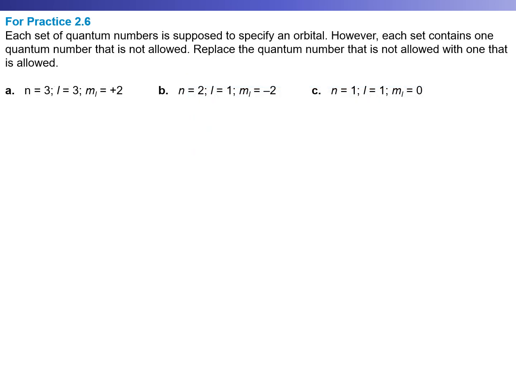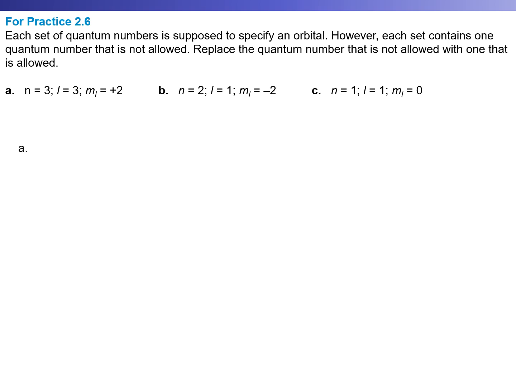So problem 2.6 is still in the vein of the quantum numbers. In this one, we're given a set of quantum numbers that is specific to an orbital. However, there's an error in each one of these sets, and we have to figure out what number that is and then replace it with the correct value.